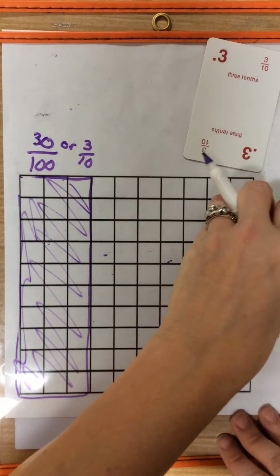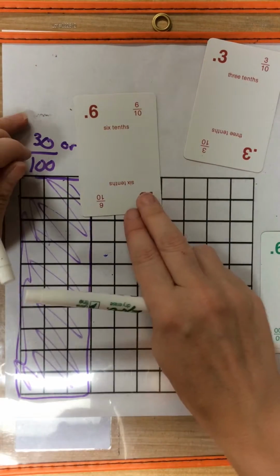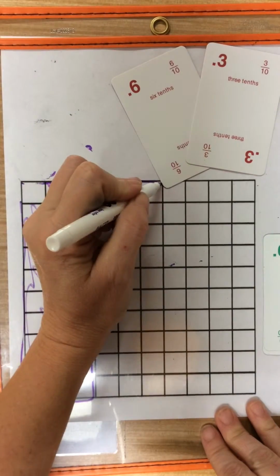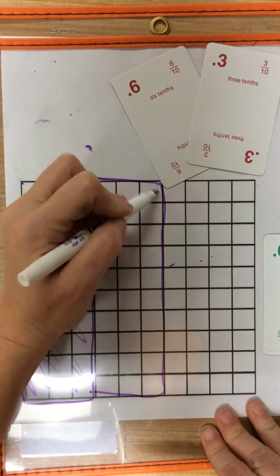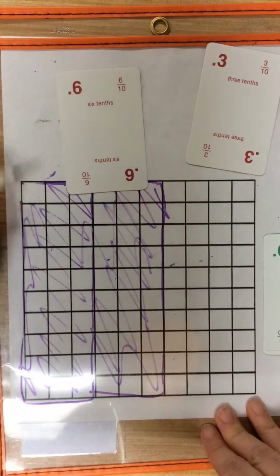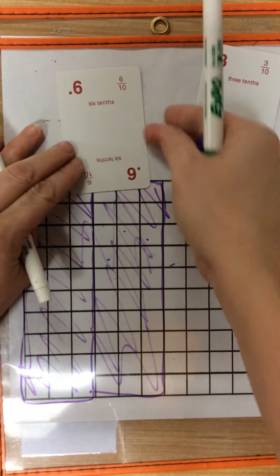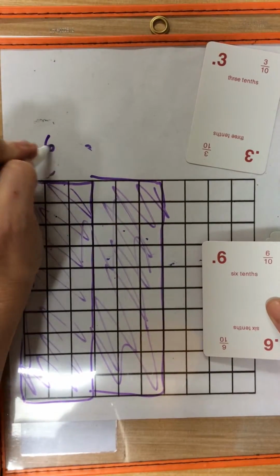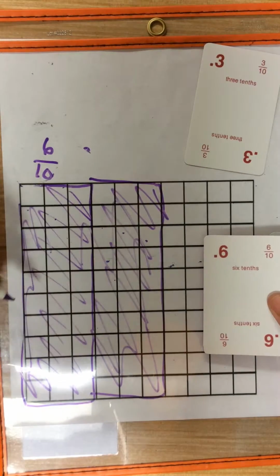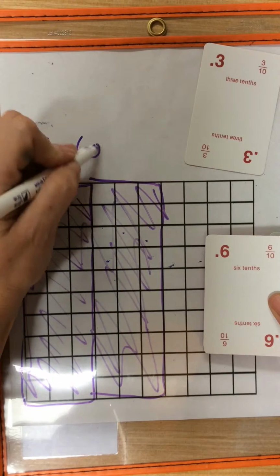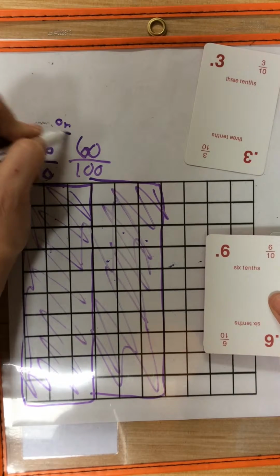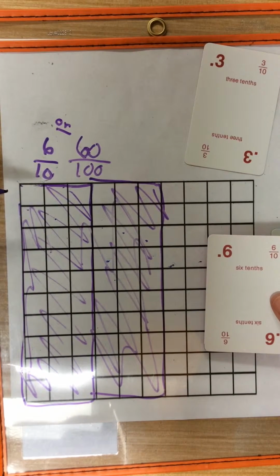Okay, this next one here says 6/10. So instead of coloring 3 of them, I would color 3 more. Color these in as well. And now I have 1, 2, 3, 4, 5, 6 of my 10s colored in, or 6/10, if we're looking at the rows of 10s. If we're looking at the individual blocks, I have 60 colored in out of 100. So this can be written as 6/10 or as 60 100ths.